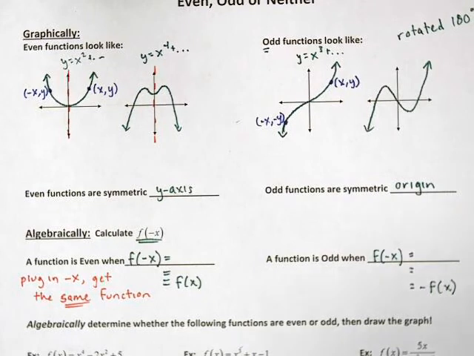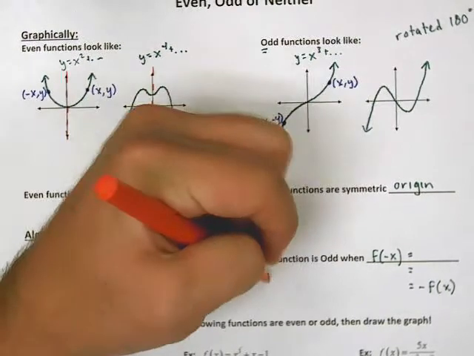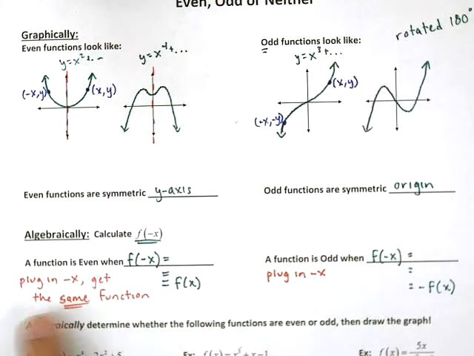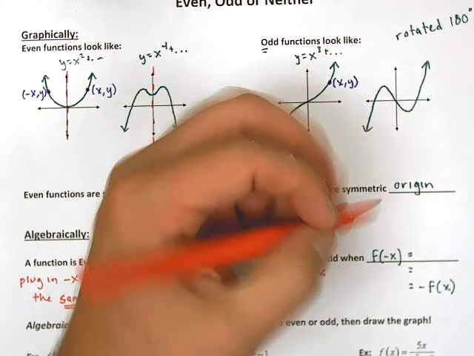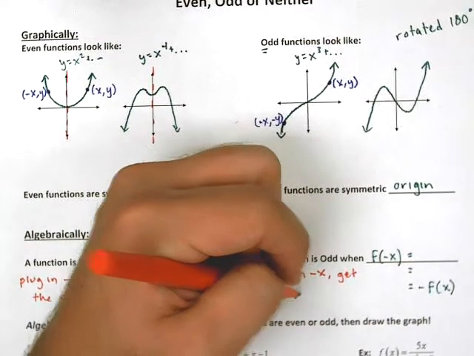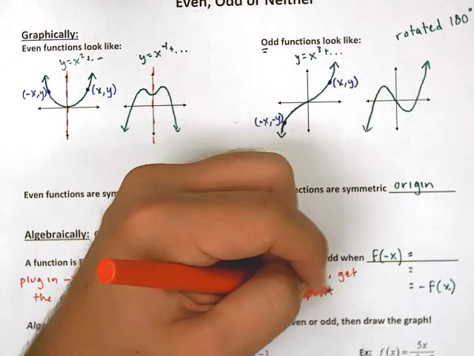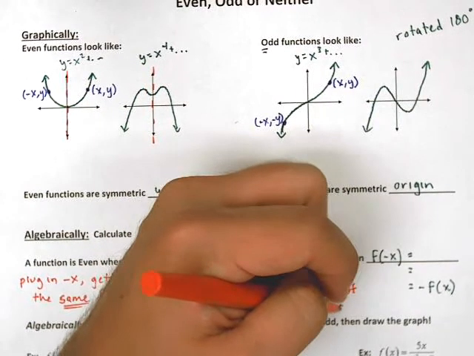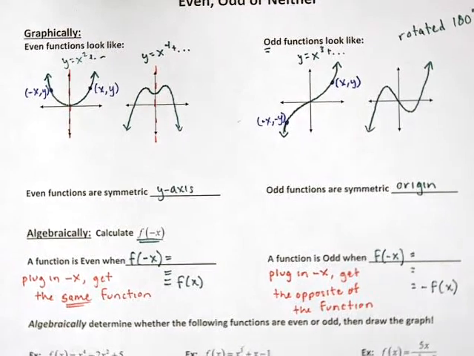So in this case, what's happening? I'm still plugging in negative x, right? The tests don't change. I still plug in negative x, but now I get the opposite of the function. Okay, the opposite.